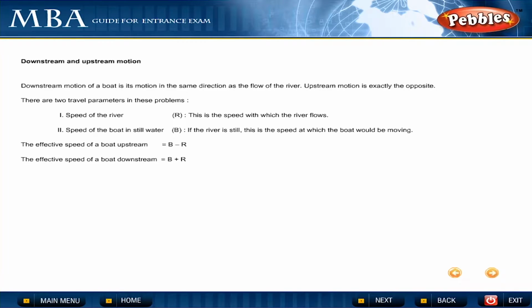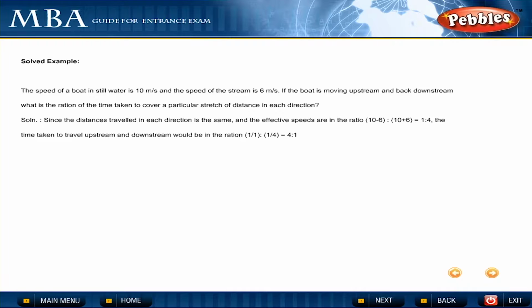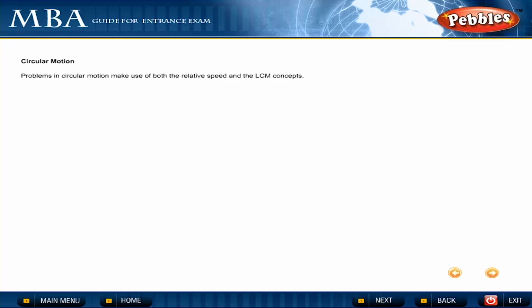The effective speed of a boat upstream is b minus r. The effective speed of a boat downstream is b plus r. Circular motion. Problems in circular motion make use of both the relative speed and the LCM concepts.